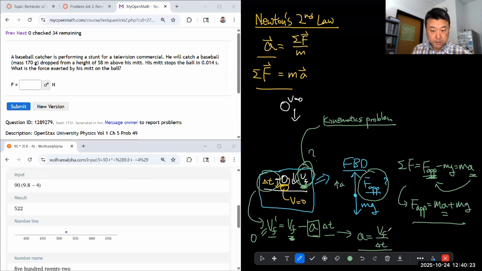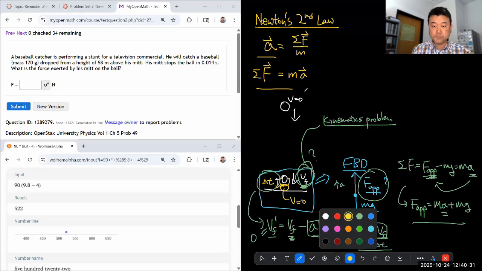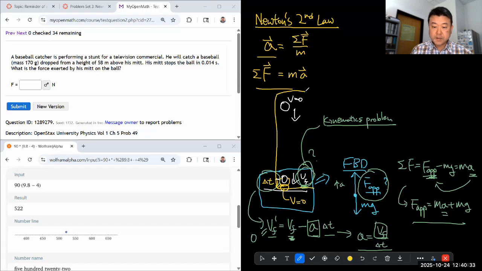So I think I'm almost done solving this question. All I now need is this Vf, and that's a kinematics problem from this earlier portion of the question here. And here I think we are given the height, right? We are given the height of 58 meters. So for this kinematics problem, I think I'm going to use the V squared formula.